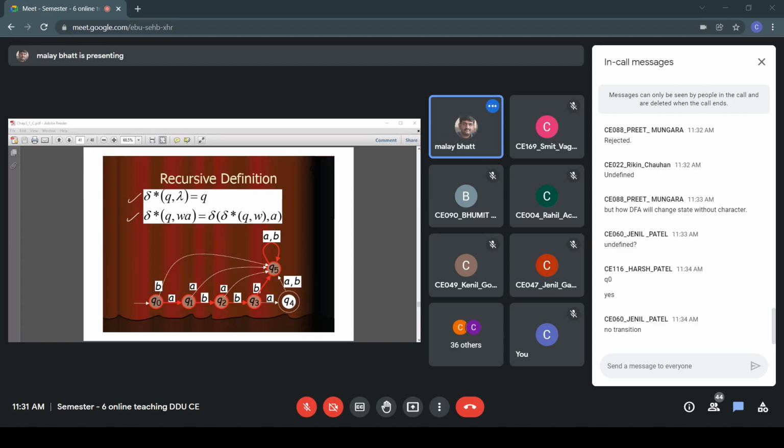Now the second definition: why is it a recursive definition? You can see it is because we are using the delta star definition within the delta star definition. So it is a recursive thing, right?